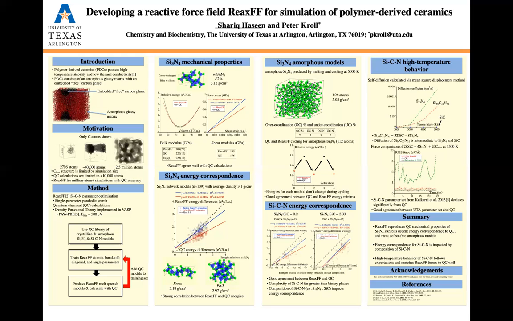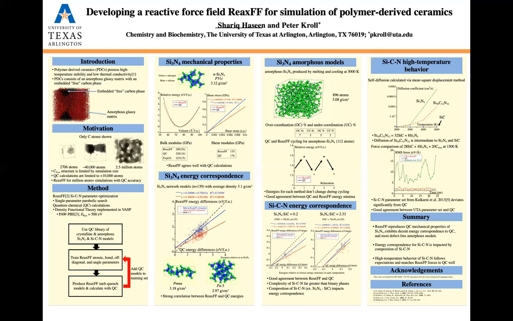Moving past crystalline silicon nitride models, we also generate amorphous silicon nitride in ReaxFF. Resulting amorphous models come out quite nice, and over-coordination and under-coordination of silicon and nitrogen is relatively low, typically less than 10%. Cycling amorphous models between ReaxFF and quantum chemical methods results in ReaxFF energies remaining mostly stable and exhibiting no significant structural changes. Consequently, there's a good correspondence between energy minima with both ReaxFF and quantum chemical calculations for silicon nitride.